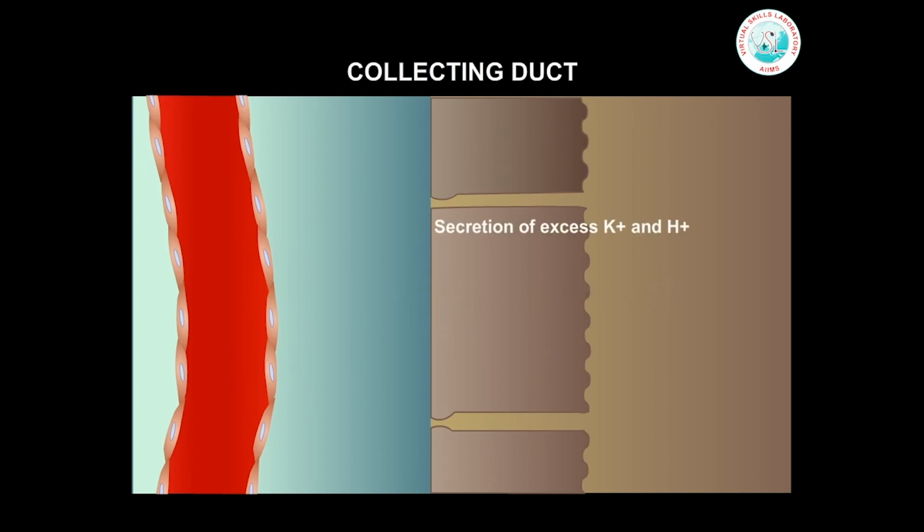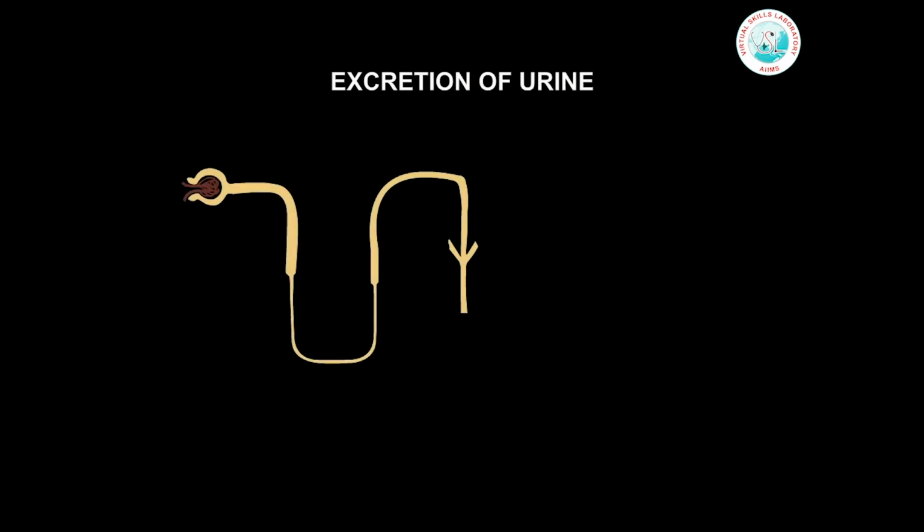Removing excess potassium ions and hydrogen ions from the blood maintains the blood pH and electrolyte concentration, and this is what gives the urine its acidic quality. The last step is excretion of urine. The fluid that is excreted contains water, sodium chloride, potassium, hydrogen ions, urea, creatinine, and other waste products. Since creatinine is neither reabsorbed nor secreted along the entire pathway, the excretion of creatinine, that is the creatinine clearance, can be used as a measure of the glomerular filtration rate.